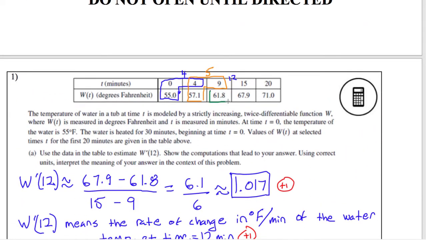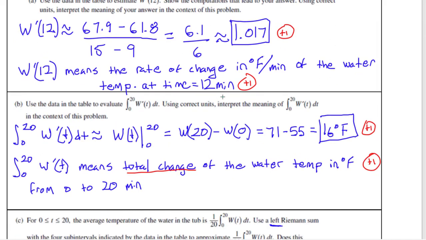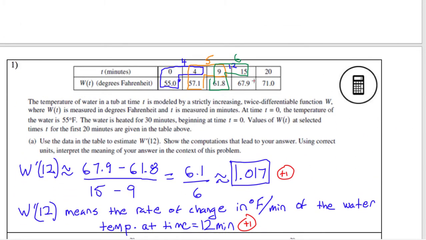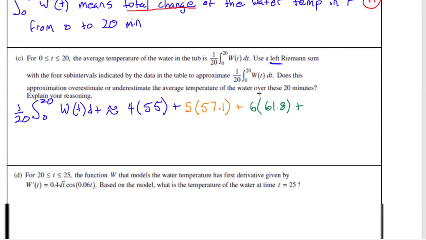Next, I'm going to do this shape where it's pointing to the right. I'm using the leftmost points. The distance between 9 and 15 is 6. So I'm going to multiply 6 by 61.8. 6 times 61.8. Next, and finally, my last part of my left Riemann sum is the distance between 15 and 20, which is 5, and I'm going to multiply 5 by 67.9. So 5 times 67.9.